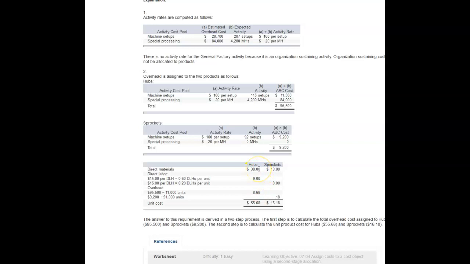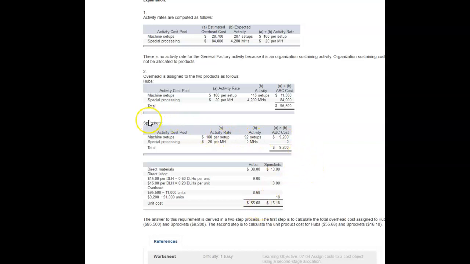So for each unit of a hub that we're going to produce, materials cost $38. That was given to us, no computations. The labor, $9. Just a quick calculation will take care of that. $15 per hour times 0.6, $9. And now we found that it costs $8.68 in overhead to produce one hub. Total production cost, $55.68 per unit.